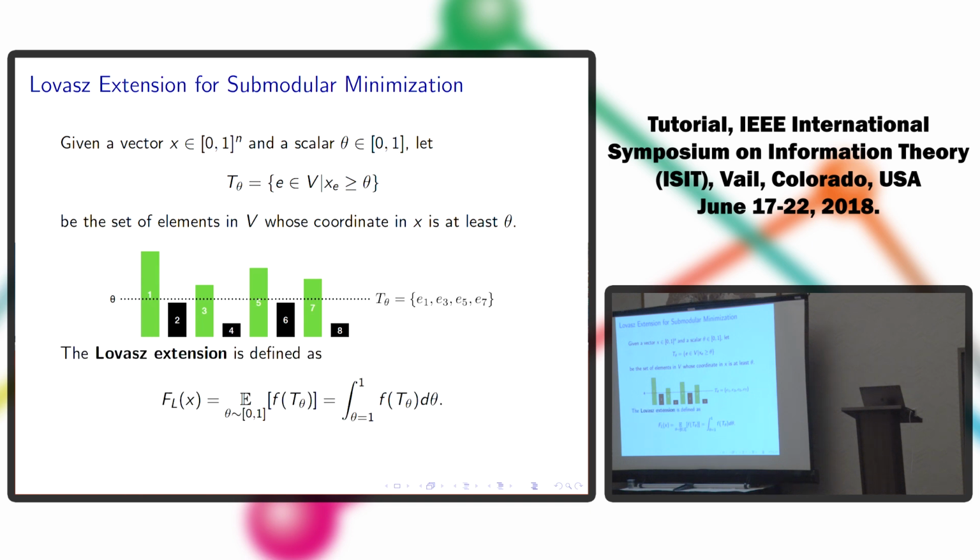Now, the Lovász extension is nothing but taking the expected value of f of T theta when theta is randomly selected from 0 to 1. It's nothing but an expectation. Uniform. Yes?